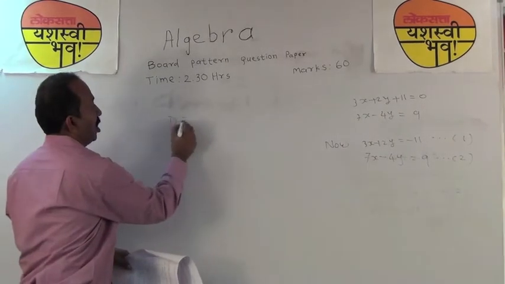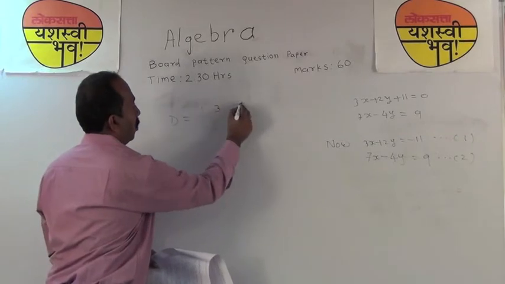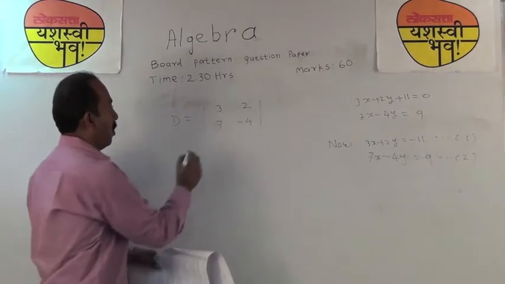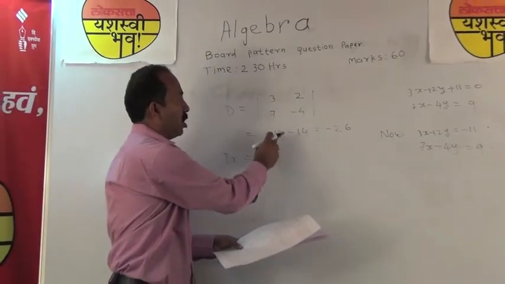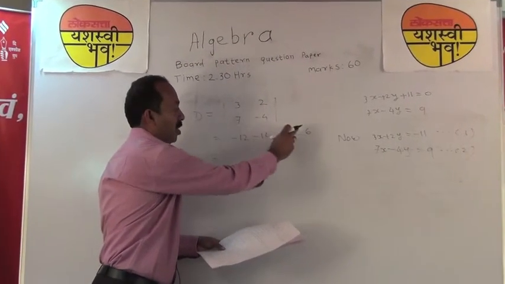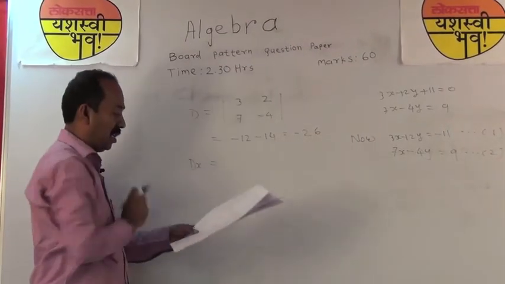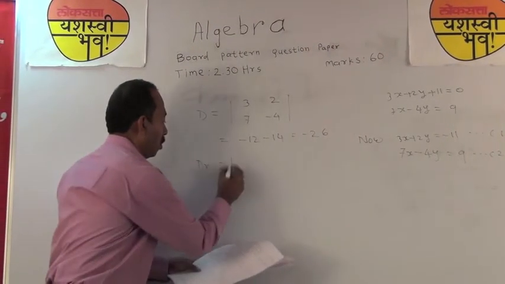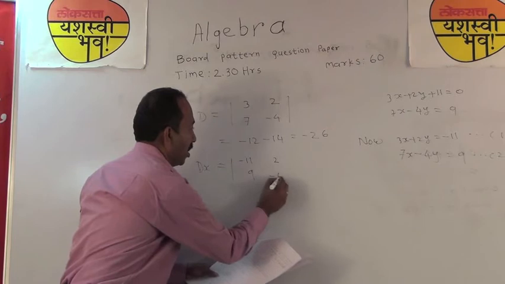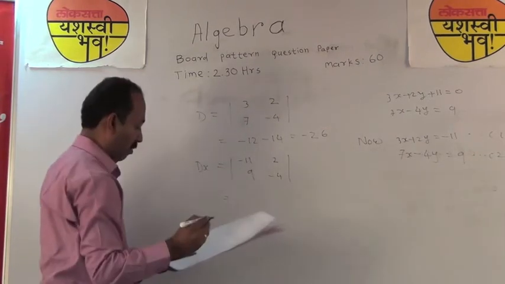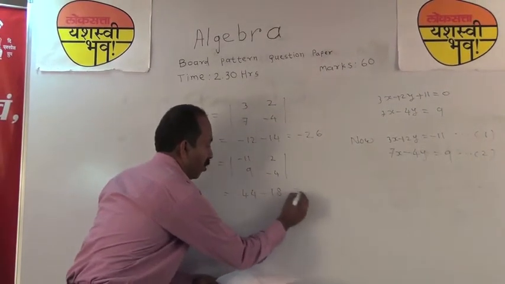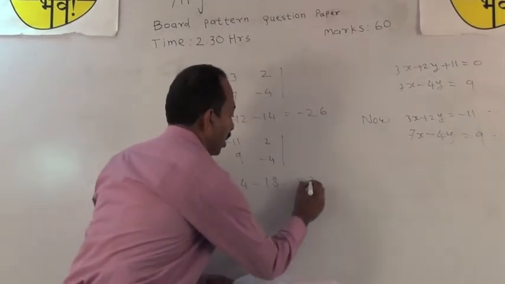determinant. So D is equal to |3, 2; 7, minus 4|. After solving this, we will get 3 into minus 4 is minus 12, 7 into 2 is 14 with minus sign, minus 14. So minus 12 minus 14 is minus 26. Let us calculate Dx. Dx is equal to |minus 11, 2; 9, minus 4|. After solving this, we will get 44 minus 18, which is nothing but equal to 26.